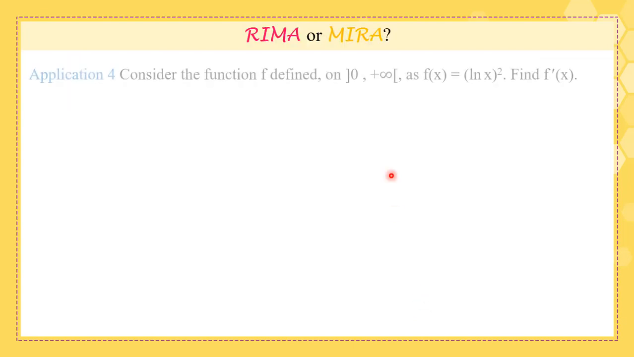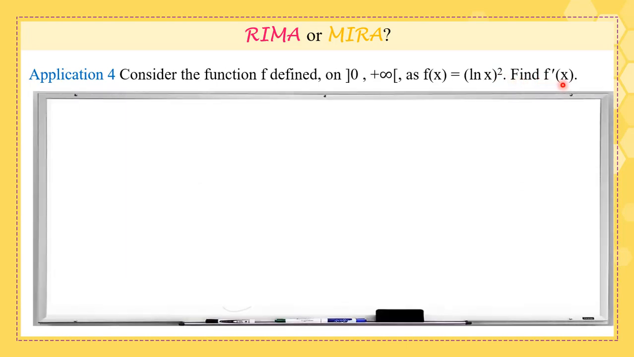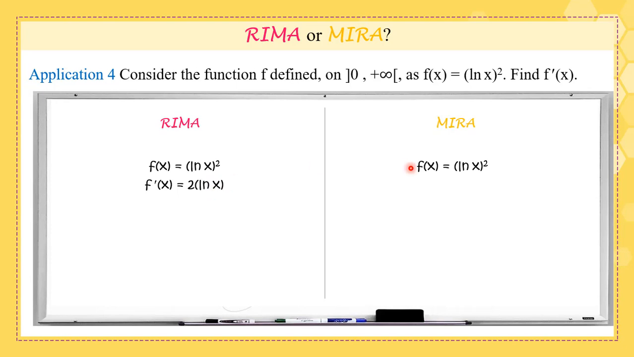Now, Rima or Mira. f is a function defined on 0 plus infinity as ln x, quantity squared. The question is to find f prime of x. Well, Rima did it as follows. Rima said that f prime of x is 2 times ln x, whereas Mira said that f prime of x is 2 times ln x prime, which is 2 times ln x times the derivative of ln x, which is 1 over x, and this could be written as 2 ln x over x.